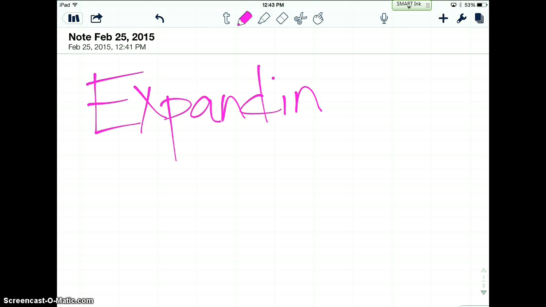Alright, in the video today I'm extending the idea of what we did in class. So we are going to first start out by expanding expressions, and then we're going to factor two expressions.